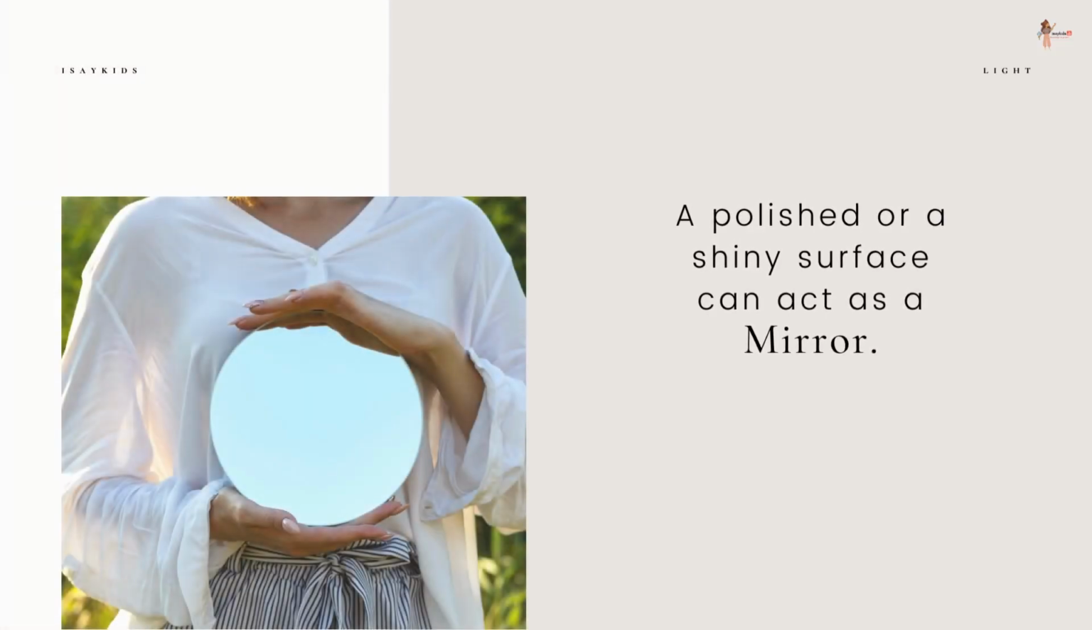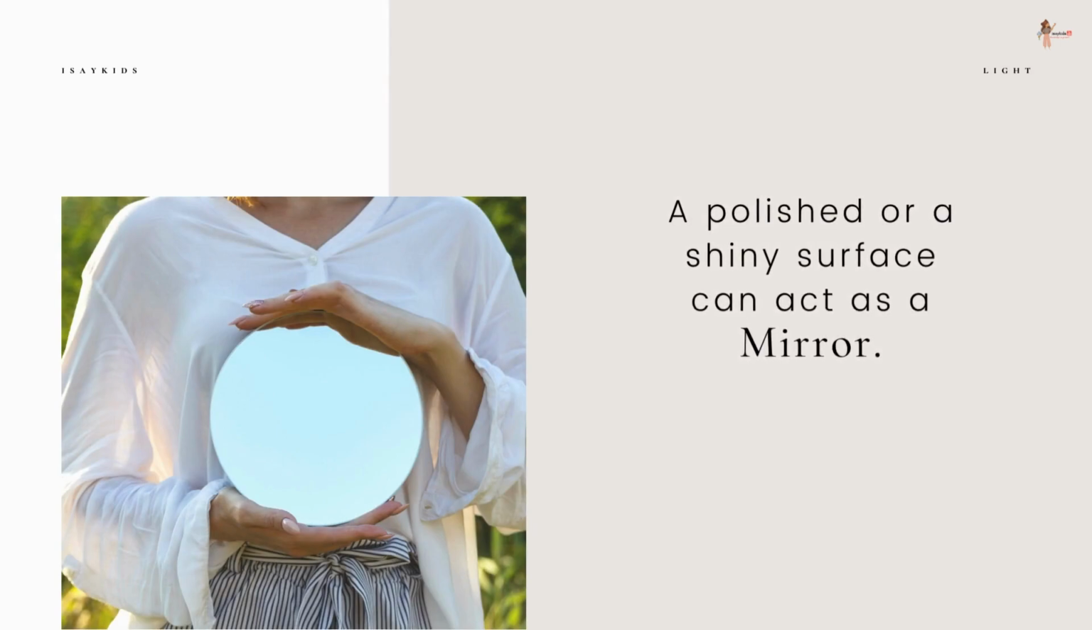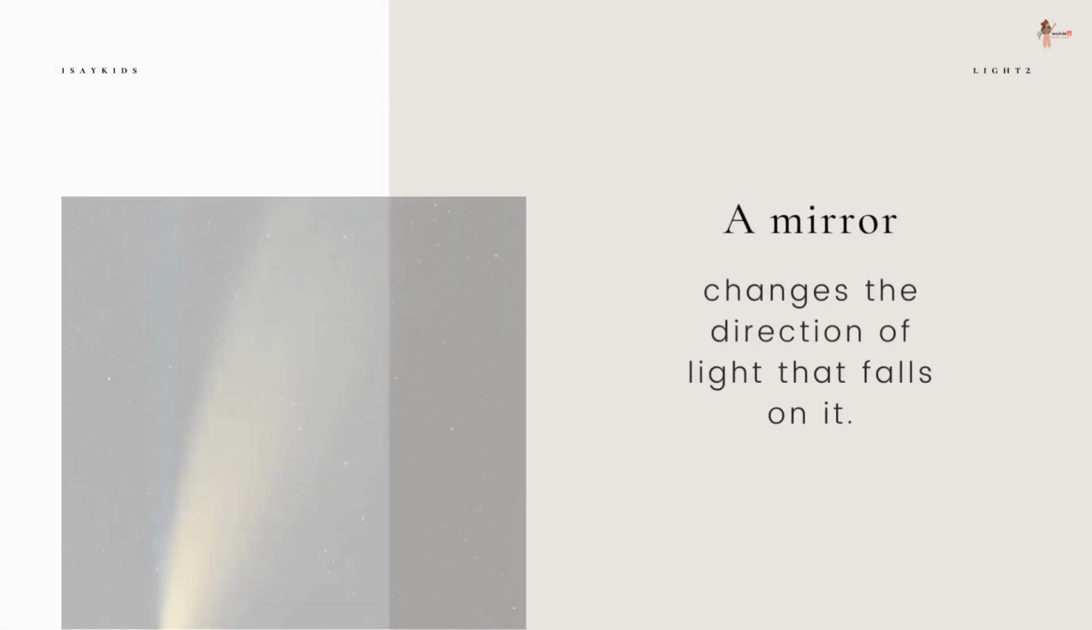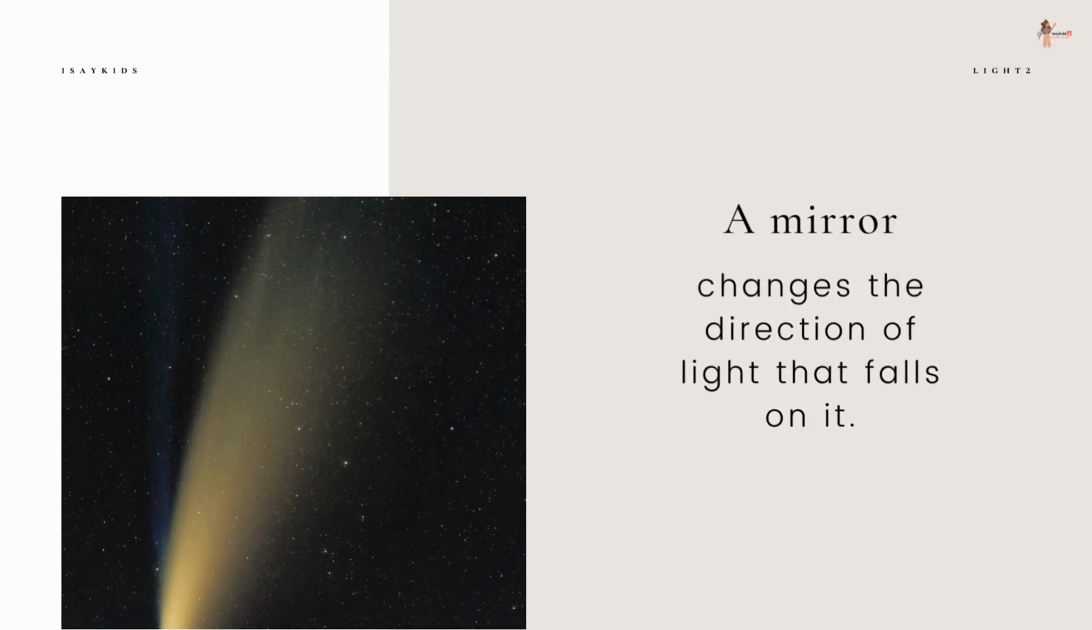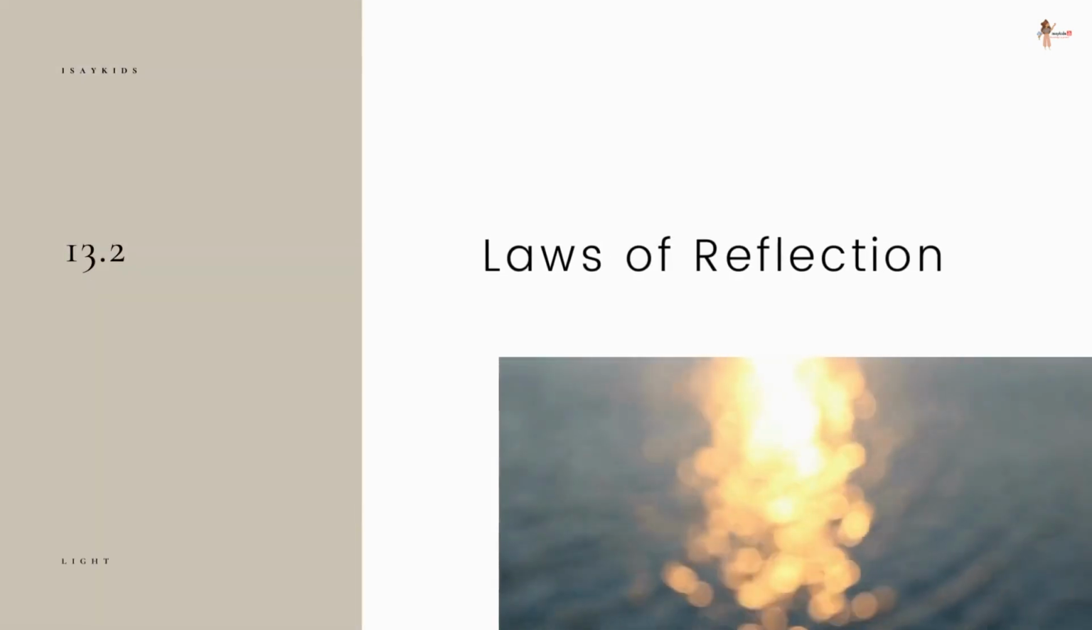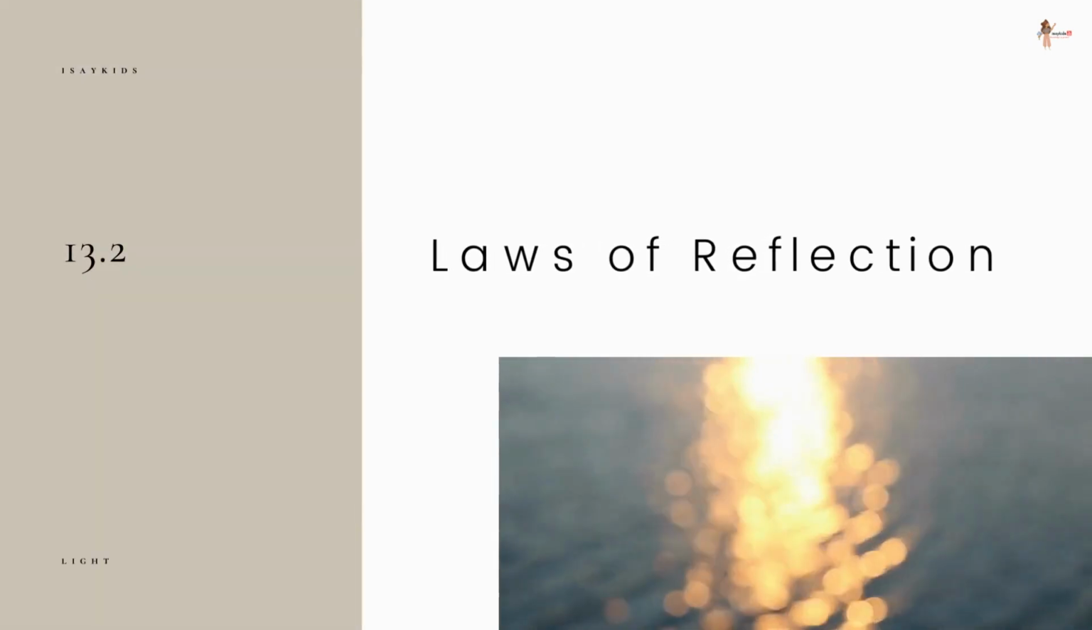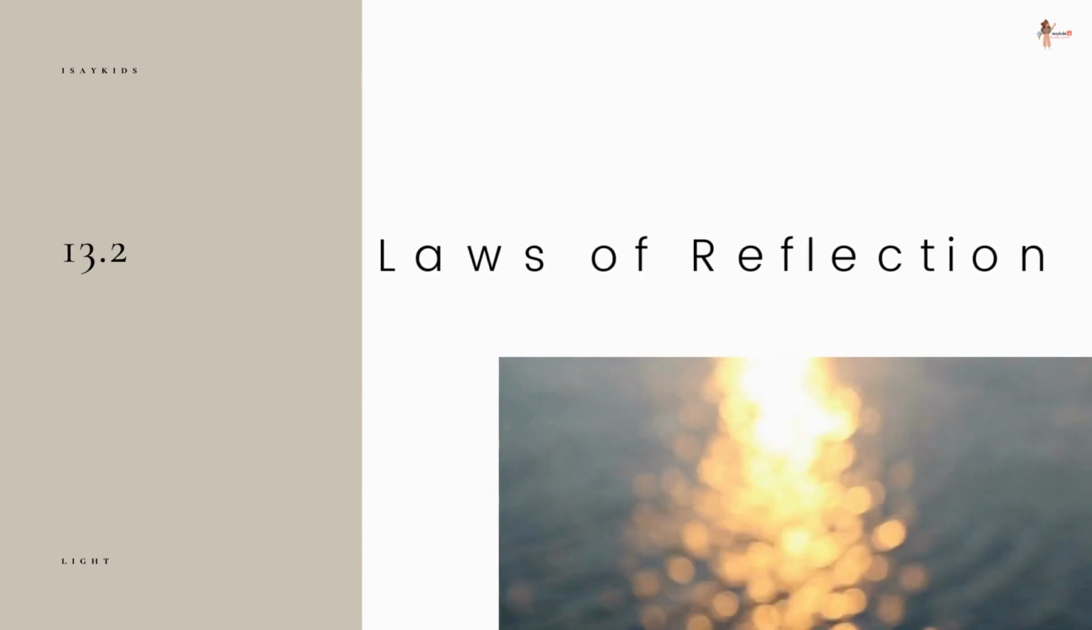You learned in class 7 that a polished or a shiny surface can act as a mirror. A mirror changes the direction of light that falls on it. Can you tell in which direction the light falling on a surface will be reflected? Let us find out with the laws of reflection. To understand it better, let's perform an activity first.